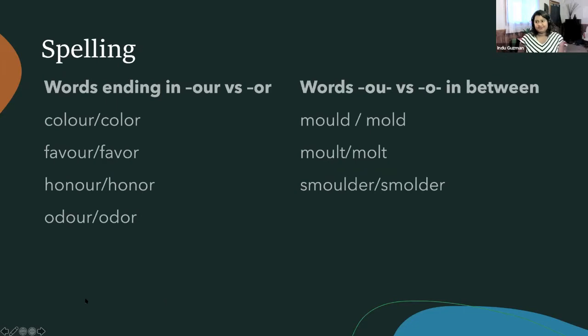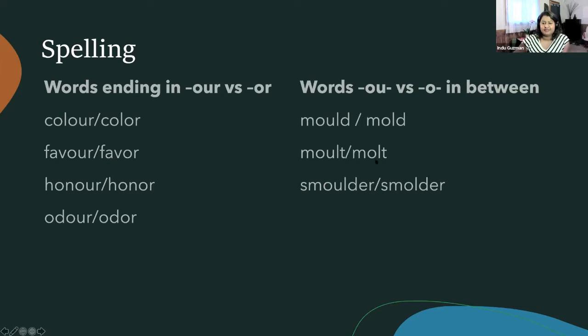So spelling too. I'm just going to go through it really quickly, but these are the common ones you want to pay attention to. Words ending in OUR or OR: colour, color; favour, favor; honour, honor; odour, odor. The one on the right is American, the one on the left British. Then OU versus O: mould, mold. That's the British spelling and the American. If you put mold in American, it could be misinterpreted as shape something.